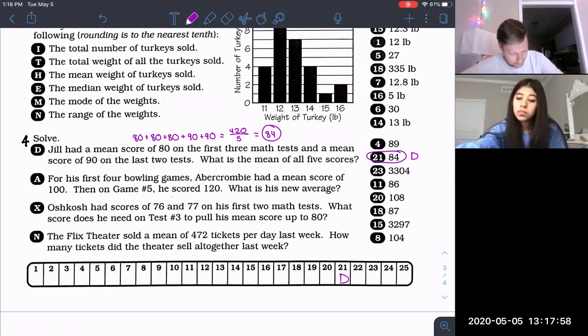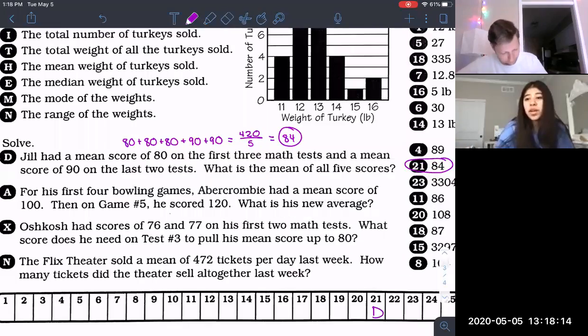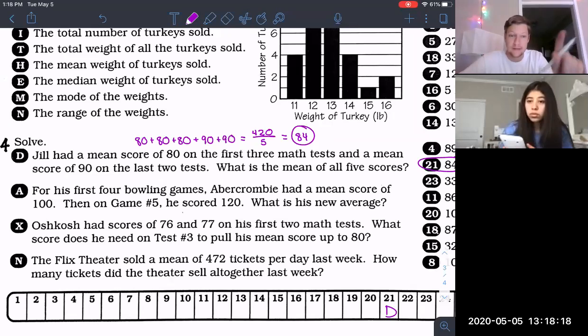Okay, so let's try exercise A here. For his first 4 bowling games, Abercrombie had a mean score of 100. Then on game 5, he scored 120. What's his new average? So what do you think you do here? You add the 2 together and divide by 2. Right, but the first number, 100, that's not just for 1 game, it's for 4.